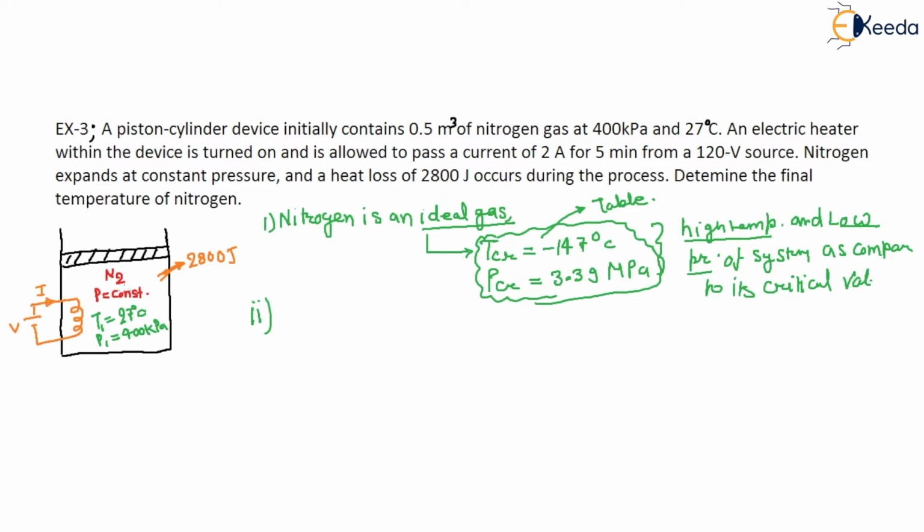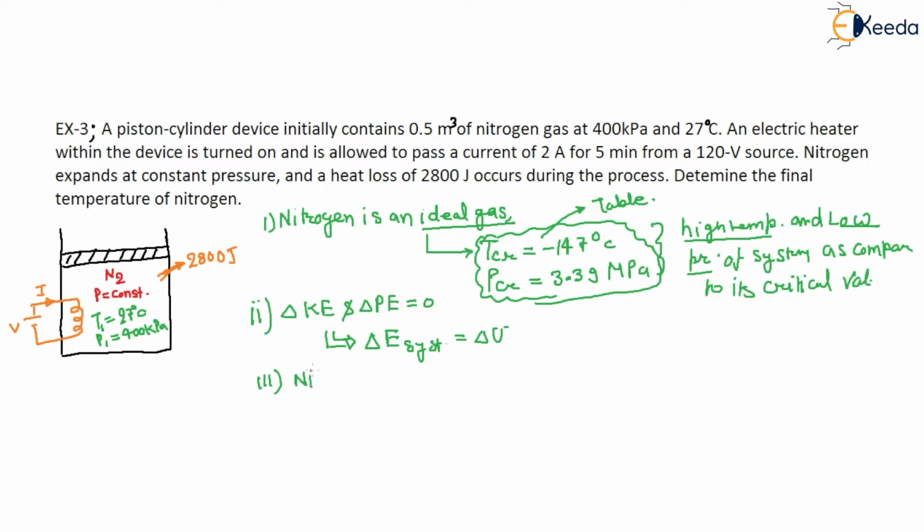Number second, the system is stationary. That means the change in kinetic energy and the change in potential energy are zero, right? So the total energy of the system is equal to the internal energy, that means it is in the form of intramolecular energy, right? And nitrogen has constant specific heat at room temperature.